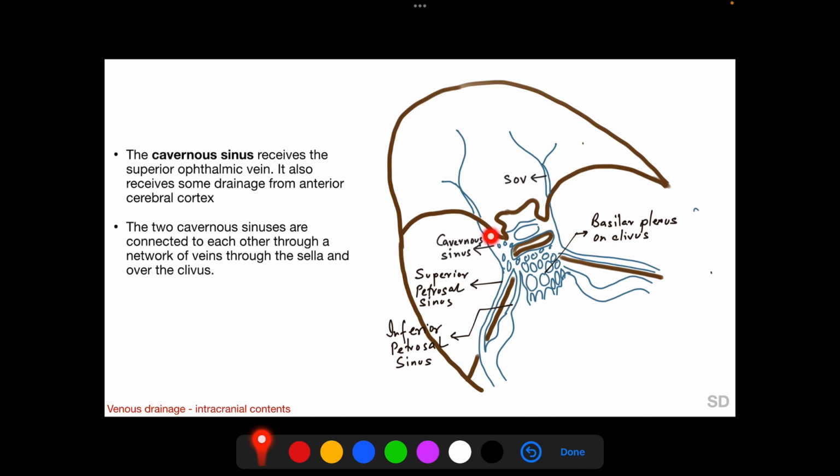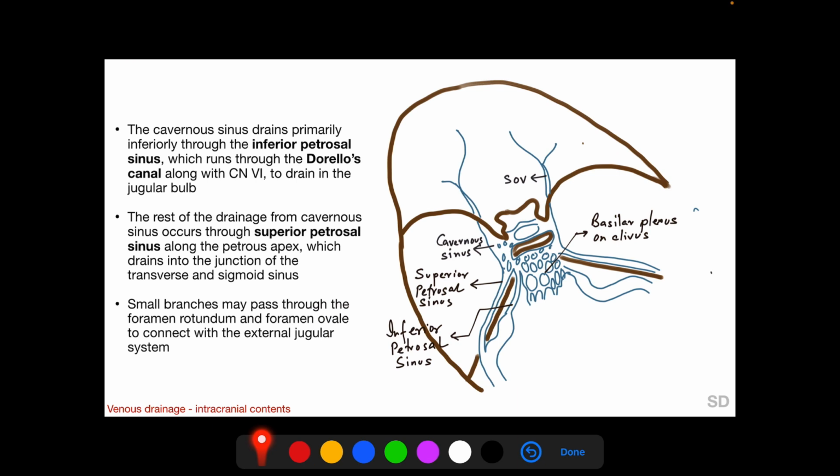Anteriorly, the cavernous sinus receives drainage from the superior ophthalmic vein. It also receives some drainage from the anterior cerebral cortex. The two cavernous sinuses are connected to each other through a network of veins through the sella and over the clivus. The cavernous sinus drains primarily inferiorly through the inferior petrosal sinus, which runs through the Dorello's canal along with the sixth cranial nerve to drain in the jugular bulb.